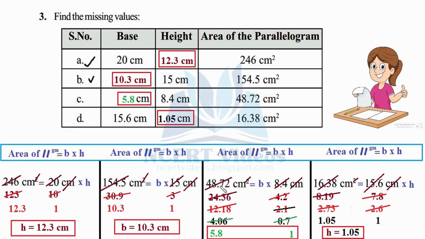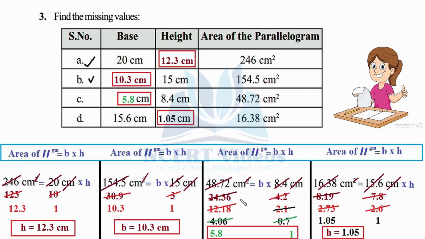We'll write the formula and plug in the values which are given to us. This is 48.72 centimeters square, equals base is unknown, and 8.4 centimeter is your height. 1 centimeter cancels with 1 centimeter. Now with 2 we can divide it. So 2 4s are 8, decimal, 2 2s are 4. 2 2s are 4, 2 4s are 8, decimal, 2 3s are 6, 1 carry, that is 12.